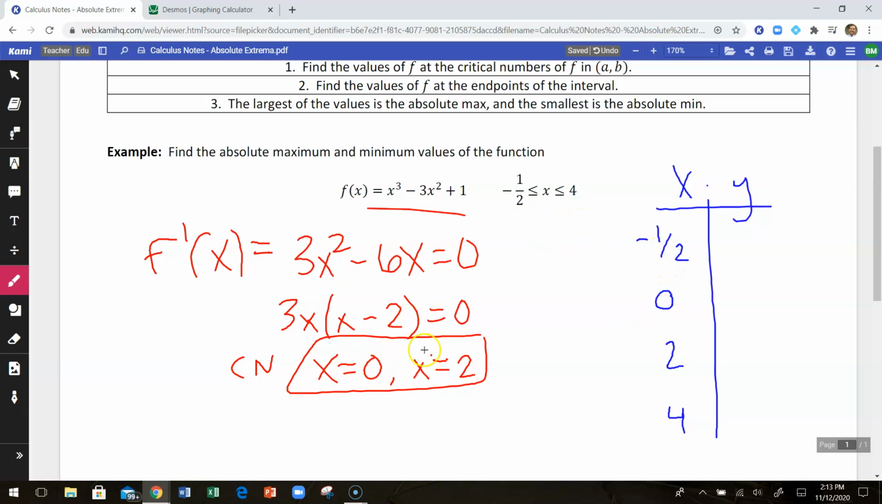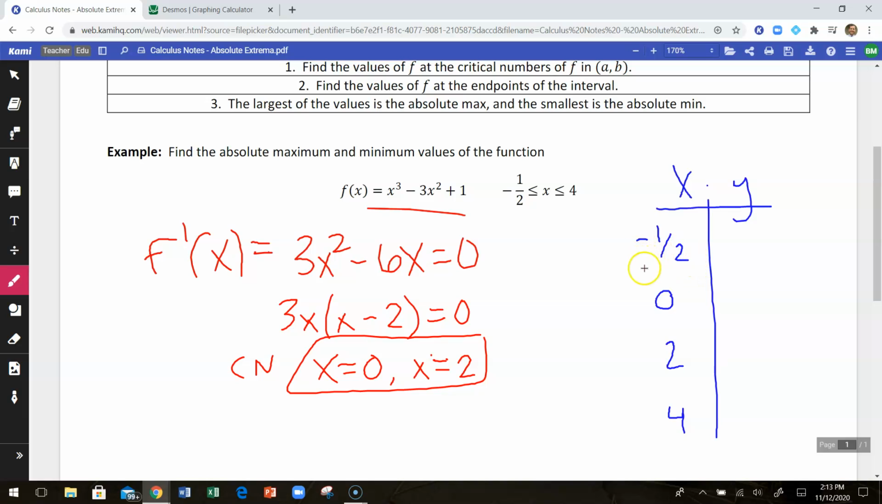I will say this, watch your critical numbers because it matters that they have to be in the interval. So let's say I got a critical number of 5, which I didn't, but if I did, I would not include it here because it's not in the interval from negative 1/2 to 4. So the interval matters the most, and then it's just any critical number in that interval you want to also include.